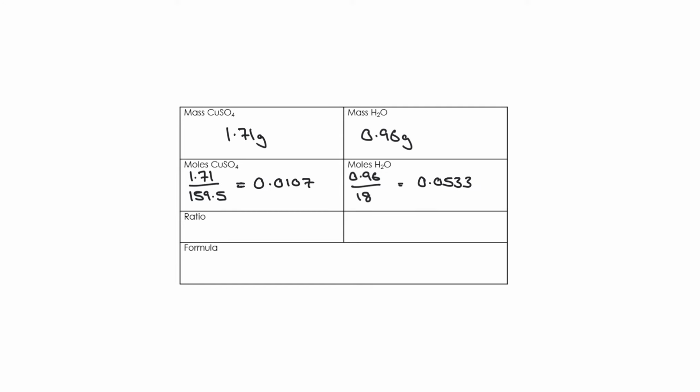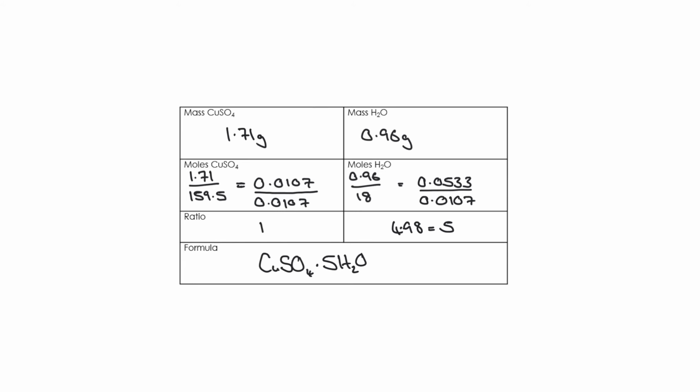So we've got the numbers of moles here, and if we divide through by the smallest, 0.0107 divided by itself, of course, is equal to 1. 0.0533 divided by 0.0107. Let me put that in my calculator. Divided by 0.0107, and I get 4.98. Now we've got to have a whole number, so that is nearly 5, and I'm quite happy to round that up. So the formula is CuSO4.5H2O. And that's what we've worked out.